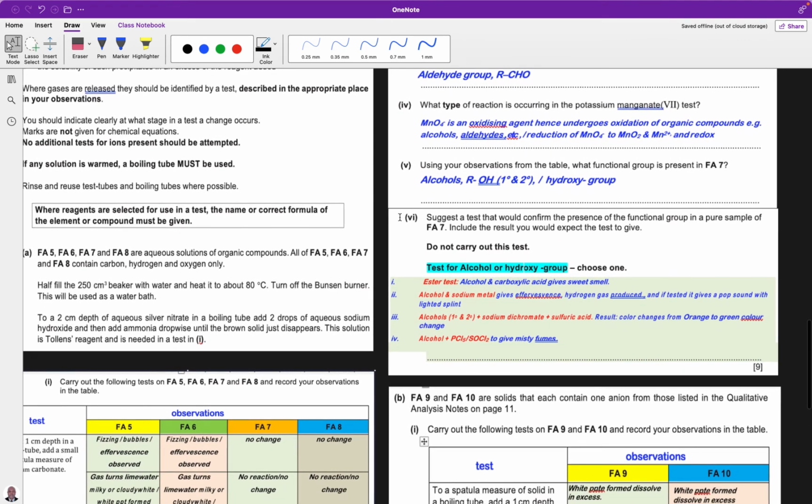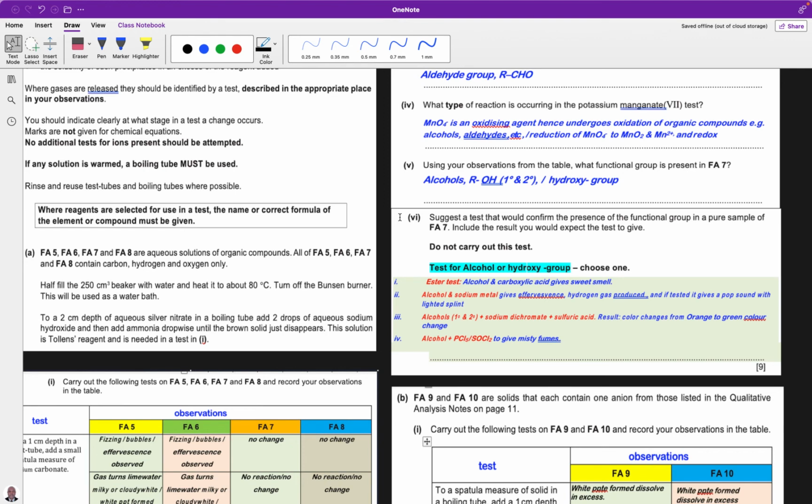Again, it is undergoing reduction because manganate 7 can be reduced to manganate 4 oxide. It can also be reduced to manganate 2 ion. So in this case, there is a redox reaction that is taking place. The type of reaction occurring here is a redox reaction. Both oxidation of primary and secondary alcohol and aldehyde is taking place, and there is also reduction of manganese 4 oxide to manganese 2 ion that is taking place.